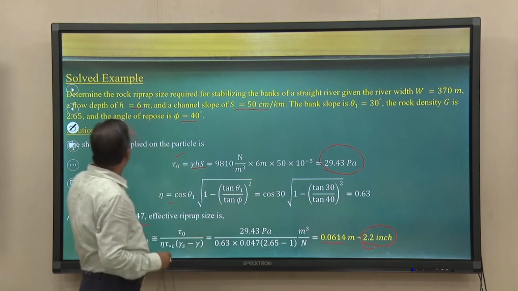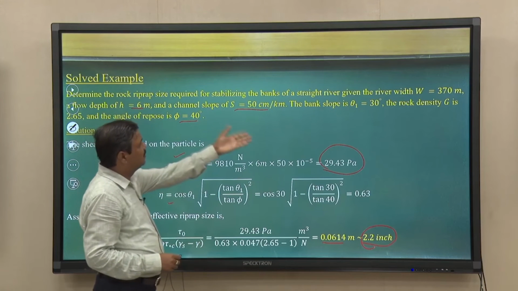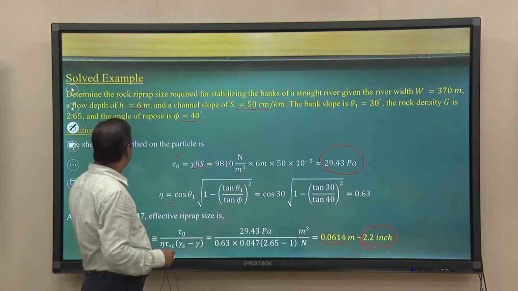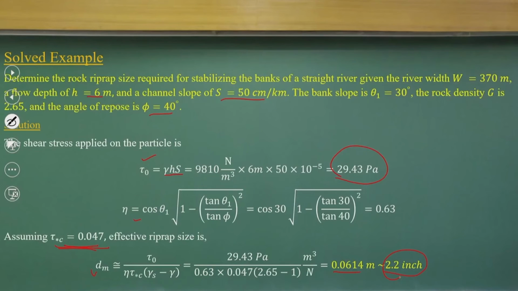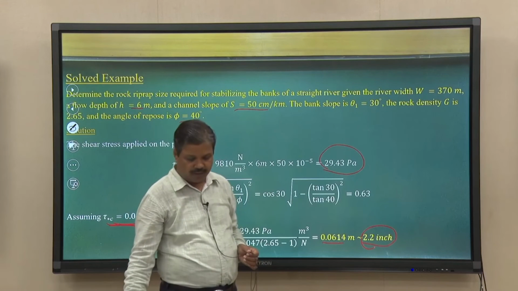Knowing the flow characteristics, bank slopes, and rock characteristics in terms of density and the critical shear stress, we can get the value of what will be the thickness for stone riprap.